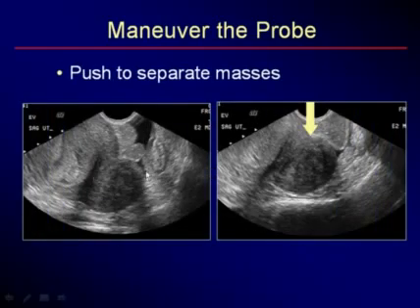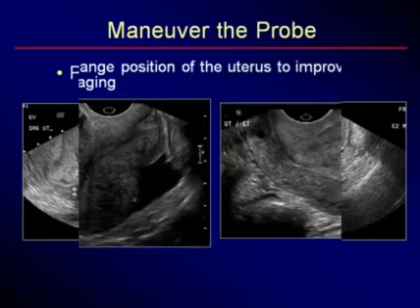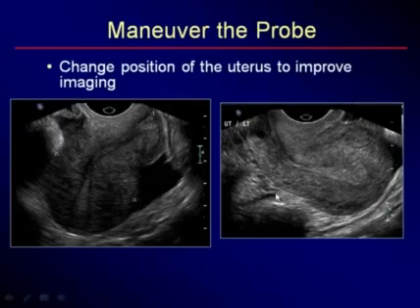Here's a mass. We want to prove whether it is stuck to the uterus or not, so we push on it, and when the mass moves, the uterus moves. At no time were they moving in separate directions. We can change the position of the uterus by pushing around.